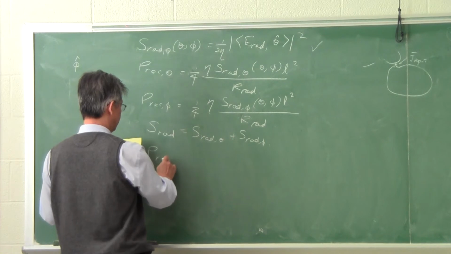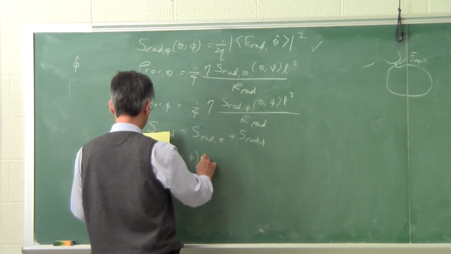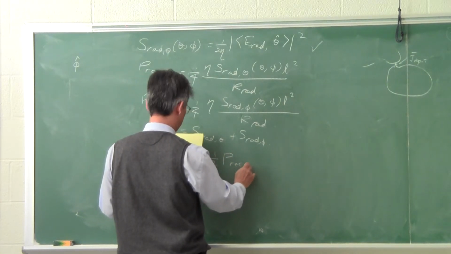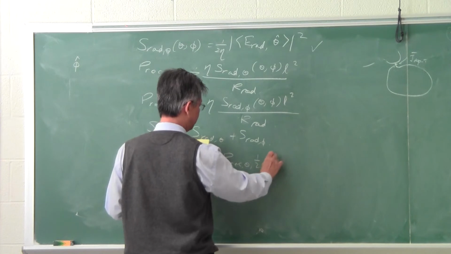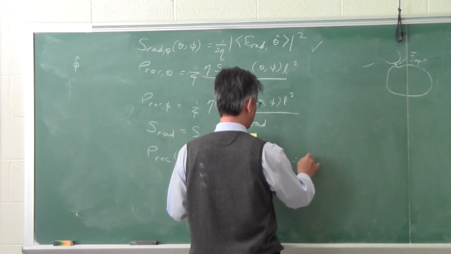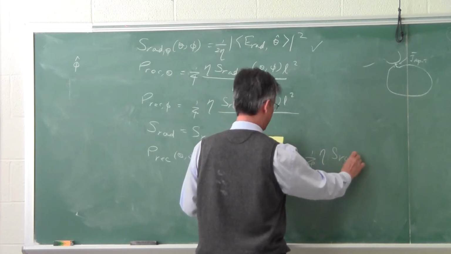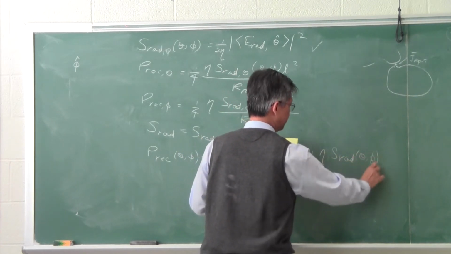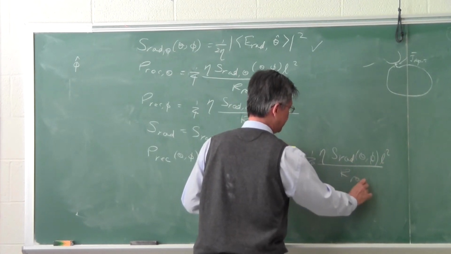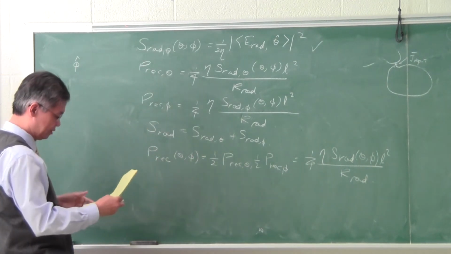And then you can write the total power received, theta component plus phi component, is P received theta plus P received phi, and then 1/4 eta times S radiation theta phi L squared over R radiation. You will have this total power being received.